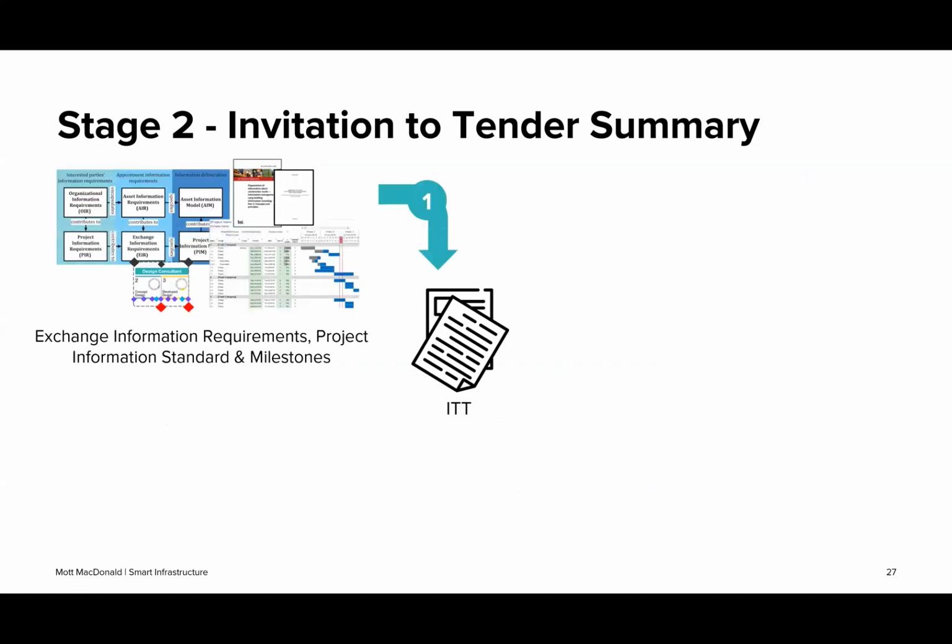So there's 4 elements that need to be considered. And the first one is bringing together all of your information requirements that you need that appointed party to follow, whether it's information requirements such as deadlines, which standards you wish them to follow, which information you wish them to provide you. That's what this first part is all about.